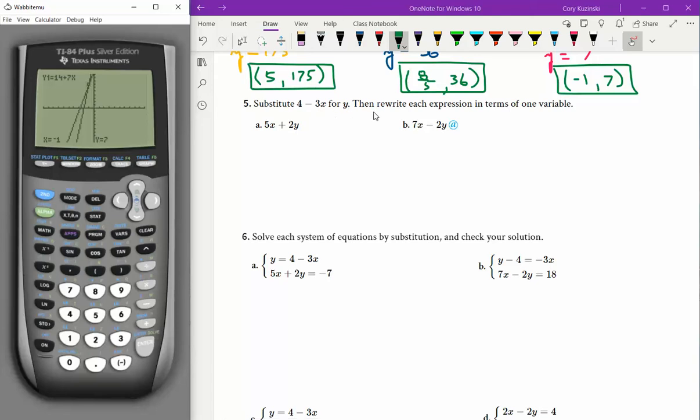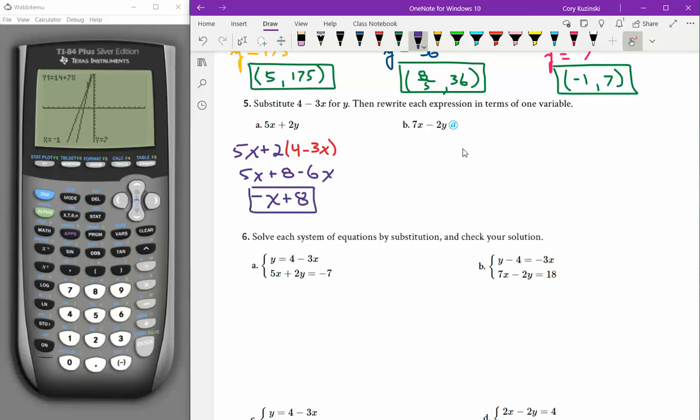Substitute 4 minus 3x for y, then rewrite the expression in terms of one variable. Okay, so 5x plus 2 times 4 minus 3x. We're just replacing the y with 4 minus 3x. All right, and then we'll simplify. So we'll distribute the 2, make it 8 minus 6x, and then we'll combine like terms. 5x minus 6x is -1x, or -x. So -x plus 8 would be the simplified expression.